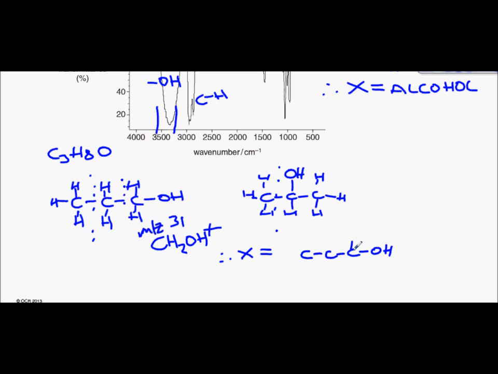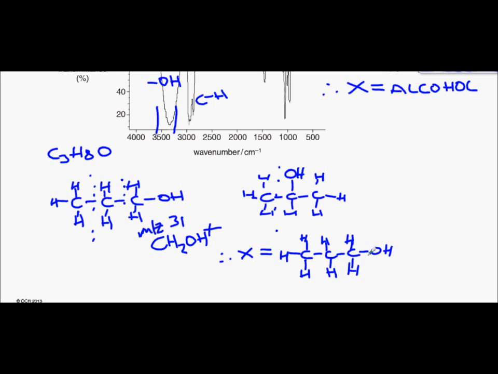Look carefully in the question. If it's asking you to name it, then do name it. If it doesn't ask you to name it, you don't have to name it. Be watchful, because if you name it incorrectly, sometimes they give you a contradiction and don't give you the mark. So there we've got that X is equal to propan-1-ol, my structure there.